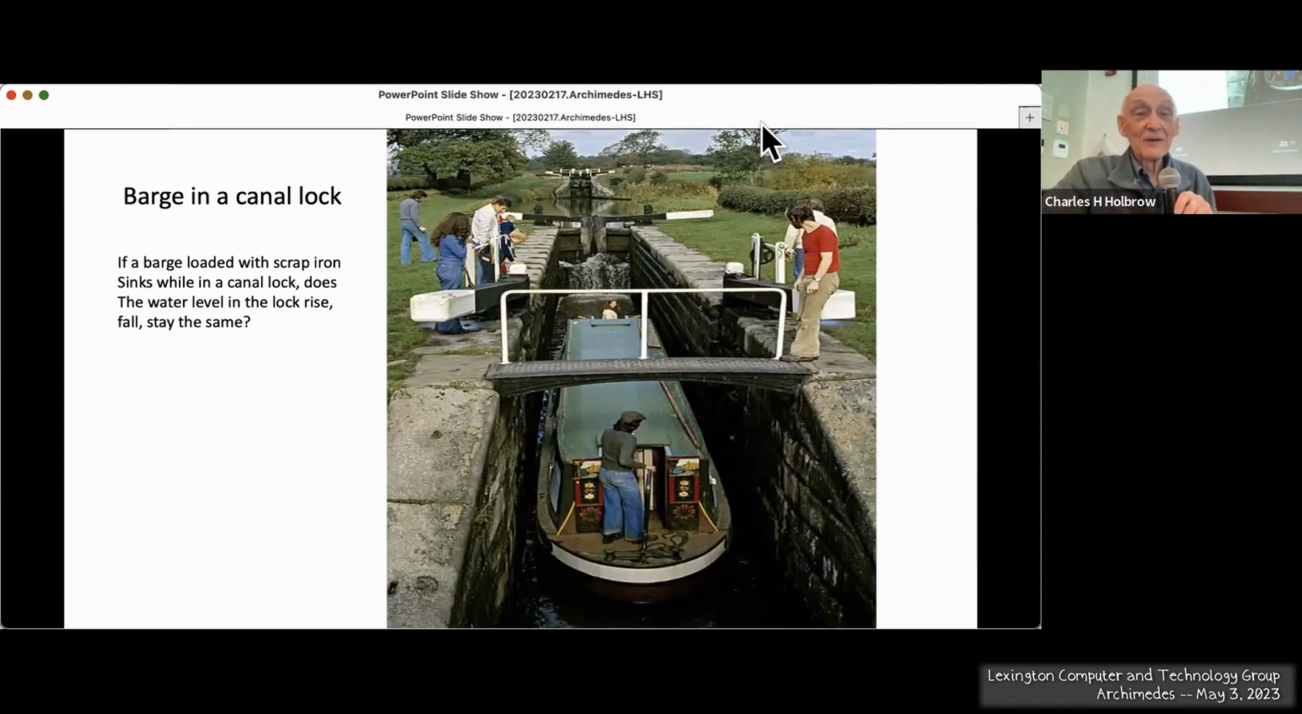All right. So it's kind of an ill-posed problem, because if it's floating in the canal lock, why does it sink? Well, because I've drilled a hole in the bottom. Oh, okay. Well, it's not specified. Come on, Ted, this is physics. I can do what I want. Don't mess with the facts. Okay, well, I'll show you an example. We're going to have a barge and we're going to put scrap iron in it. And we're going to sink it.